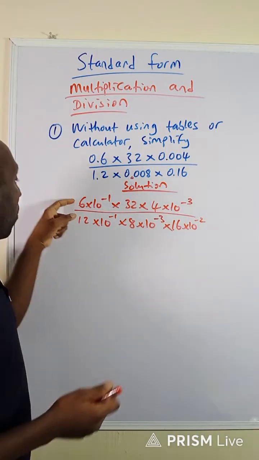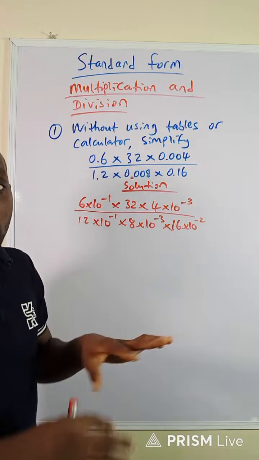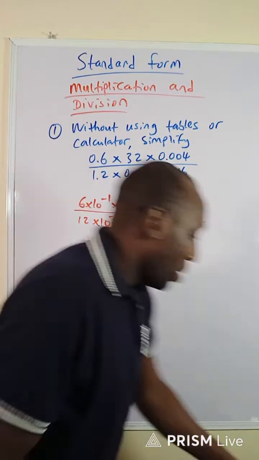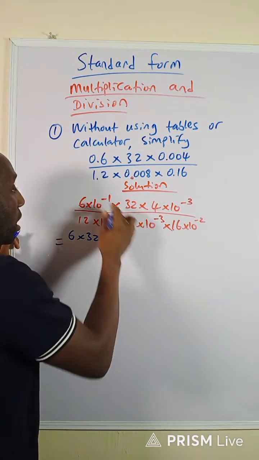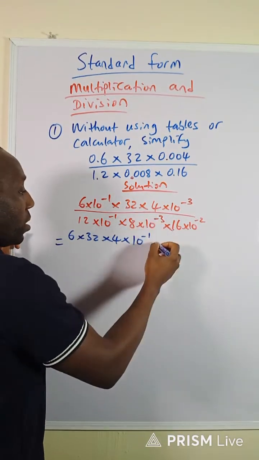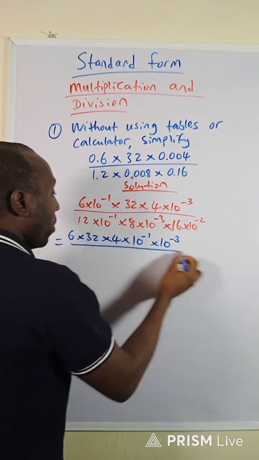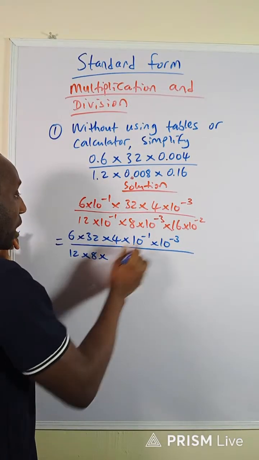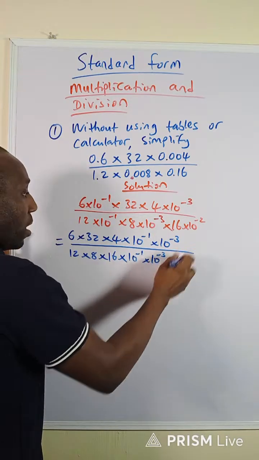Now we have whole numbers 6, 32, 4, 12, 8, and 16. So we'll just put all of them together and then we divide. Okay? So let's do this now together. This is going to be 6 times 32 times 4, times 10 raised to the power minus 1 times 10 raised to the power minus 3, times 10 raised to the power minus 2. You see this here? Then all divided by 12 times 8 times 16, times the powers of 10 here.